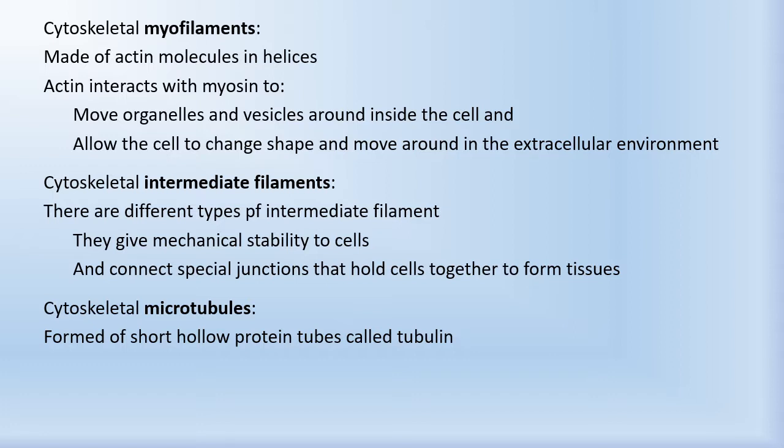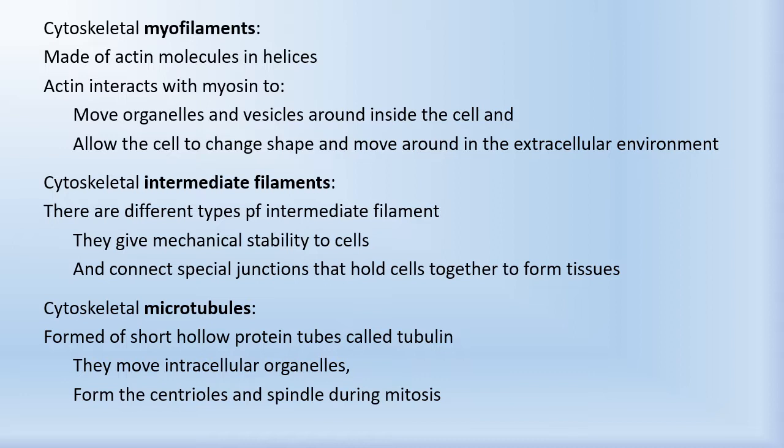Microtubules form short, hollow protein tubes, and these are all put end to end to form these microtubules, the little tubes being called tubulin. They move intracellular organelles, and they also form the centrioles and the spindle during mitosis. It's the spindle that pulls the chromosomes apart for cell division. In cilia and flagella, the microtubules on one side contract, and this is what causes them to bend and waft extracellular things like mucus in a certain direction.